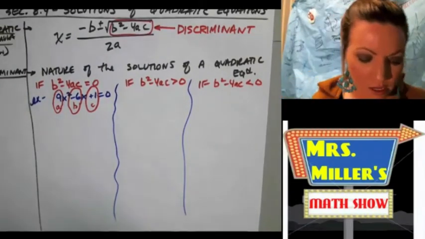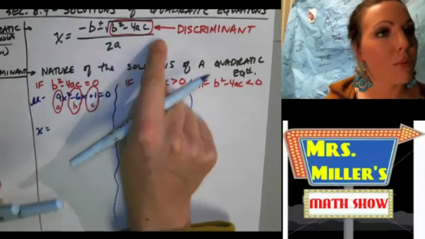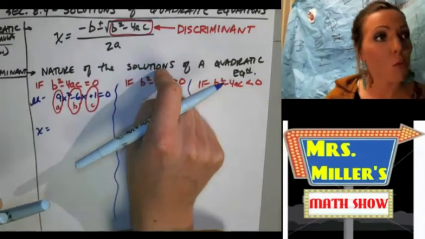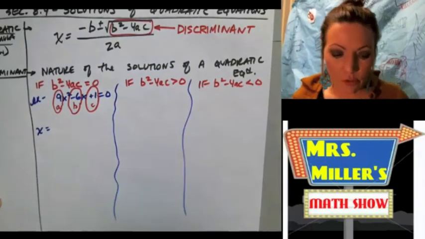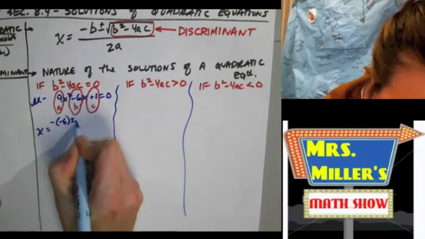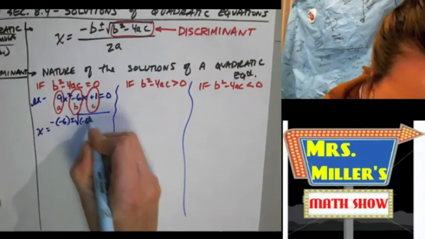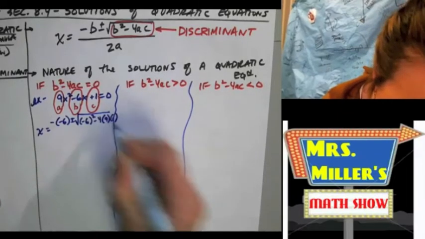So let's actually go through and solve it. x equals negative b plus or minus. Again, you're not doing this on your homework. I'm just showing you where the very end result comes from. So we would do negative 6 plus or minus the square root of negative 6 squared minus 4 times 9 times 1 all over 2 times 9.